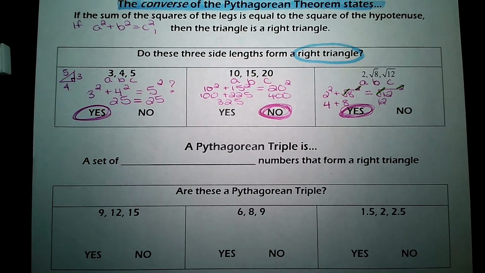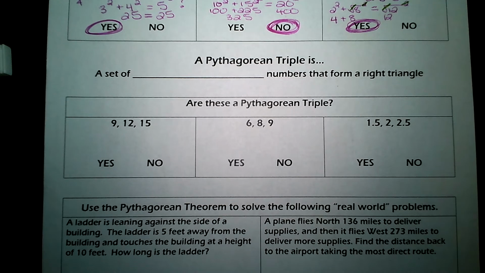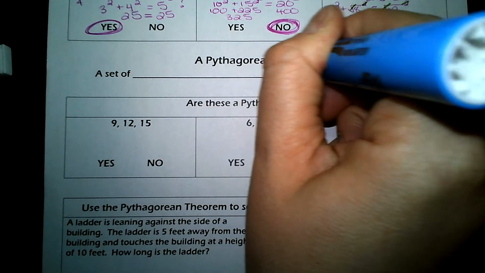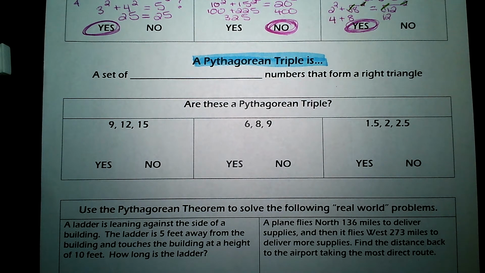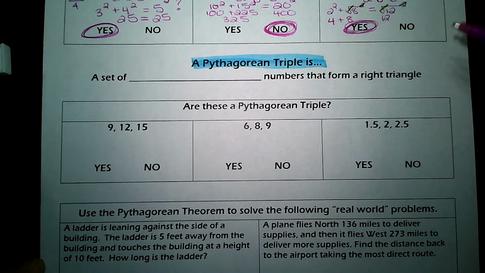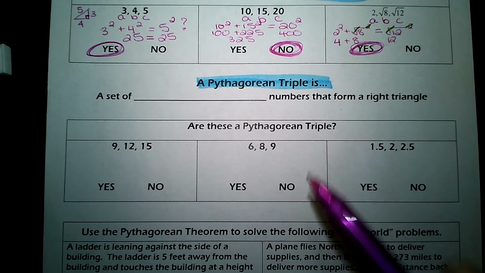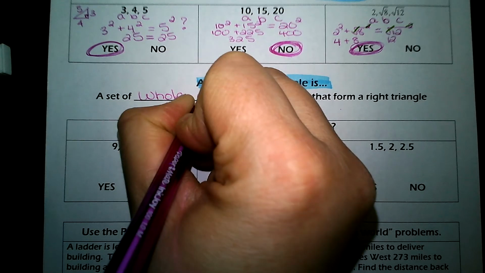Next, another topic I want to make sure we upgrade to, this is beyond our middle school conversation, is something called a Pythagorean triple. A Pythagorean triple is something special. It goes one step beyond just any numbers that form right triangles. A Pythagorean triple is a set of whole numbers.